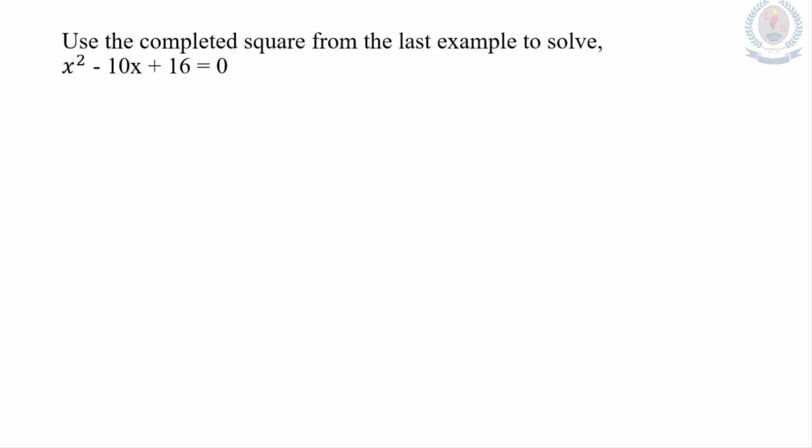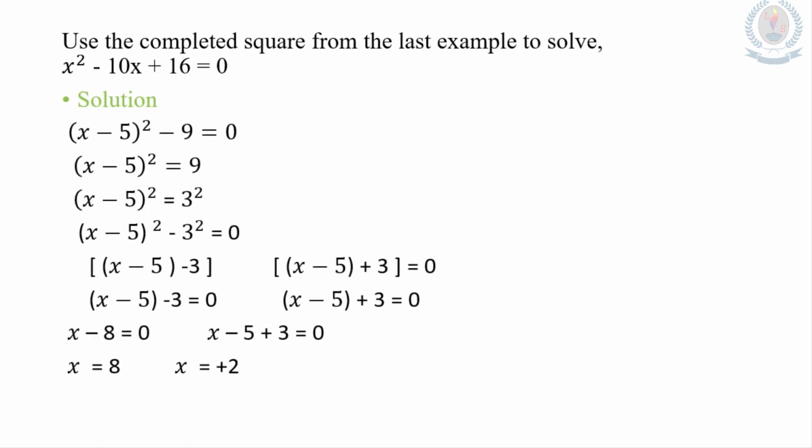Now you can check again the previous example. x square minus 10x plus 16 equals 0. So you have to find solutions here. We found the solutions by the completing the square method. We wrote it as (x minus 5) square minus 9. Now here also that same equation you can write as within the bracket (x minus 5) square minus 9 equals 0.